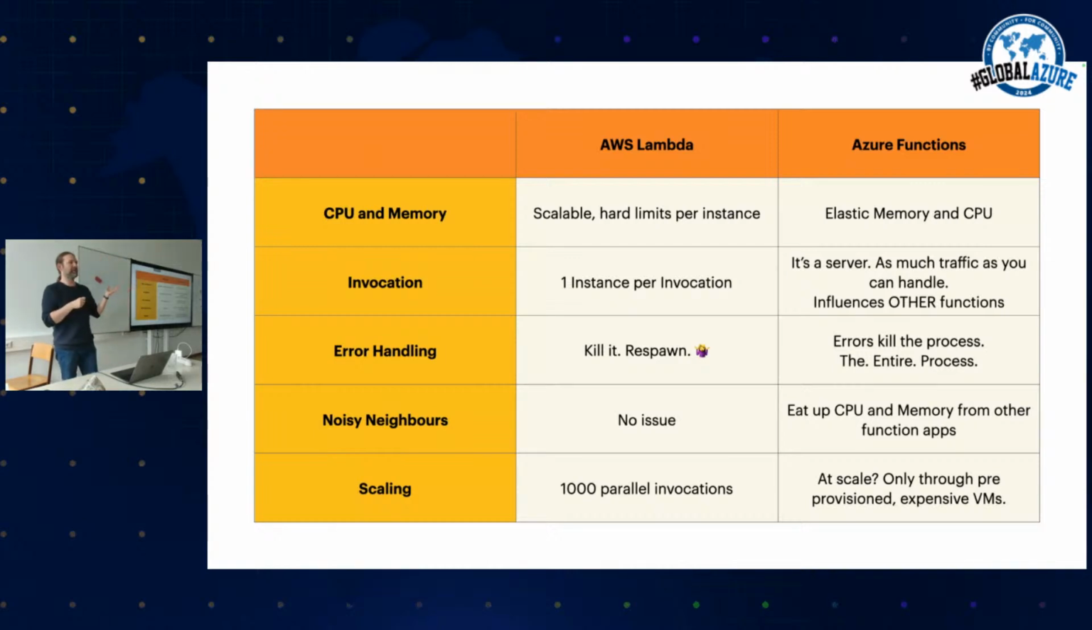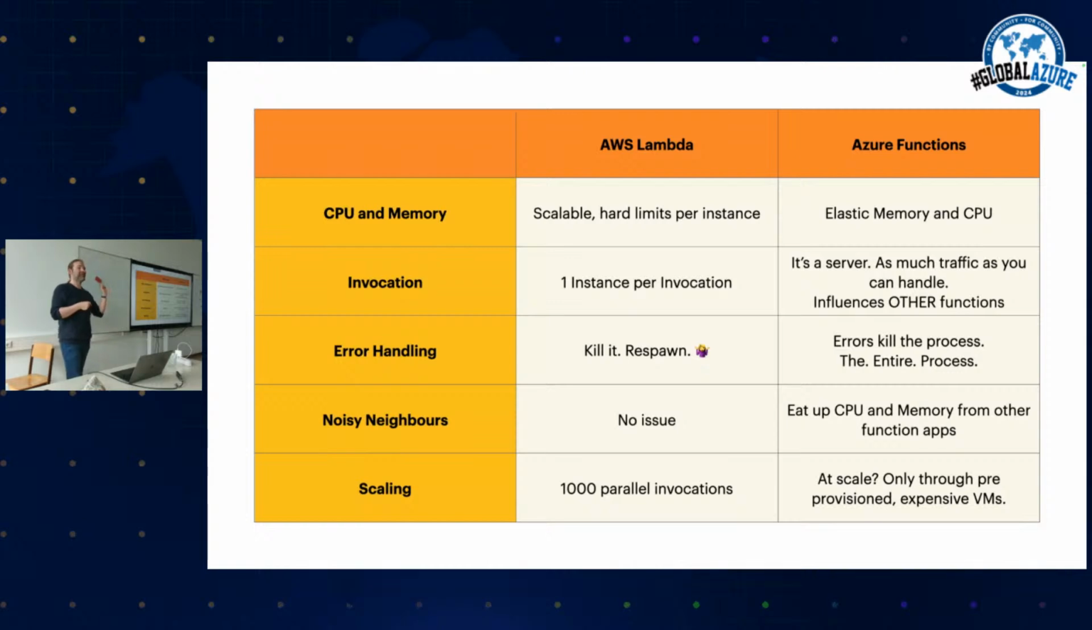Error handling, I told you already. If something on Lambda crashes, well, then just respawn it. It doesn't affect anything else. If you have an error in Azure Functions, it kills the entire process, the entire process with every other request that's running in parallel. Because it's a server. If your server crashes, all your requests crash. Which also means if you have noisy neighbors, well, they are noisy.